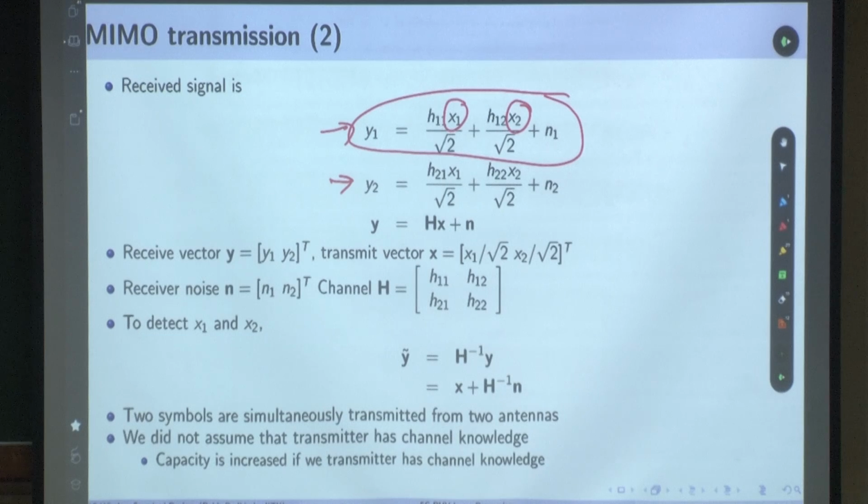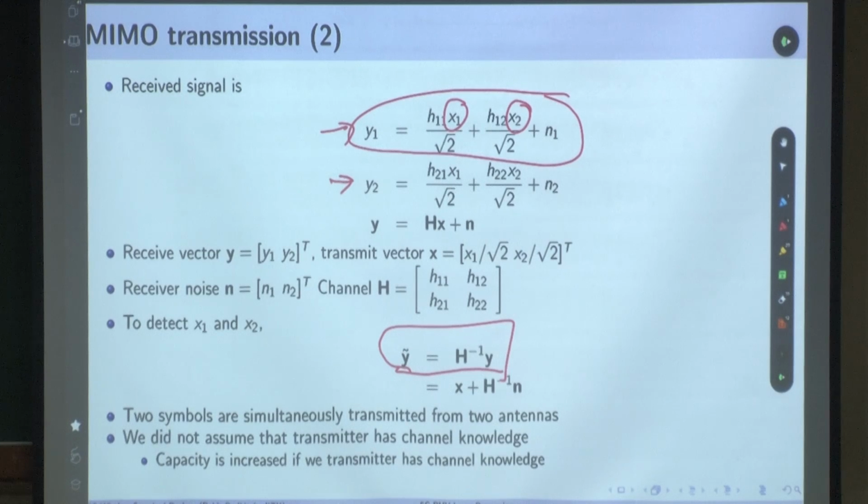And who is cancelling that interference? The receiver. Because the receiver is the UE. What is the UE doing? It's multiplying with the H inverse. And if it does this operation, what happens? If you look at Y tilde, there is no interference in Y tilde, right? Because the first component of Y tilde gives you X1, and the second component gives you X2. So who has cancelled that interference? Only the receiver.